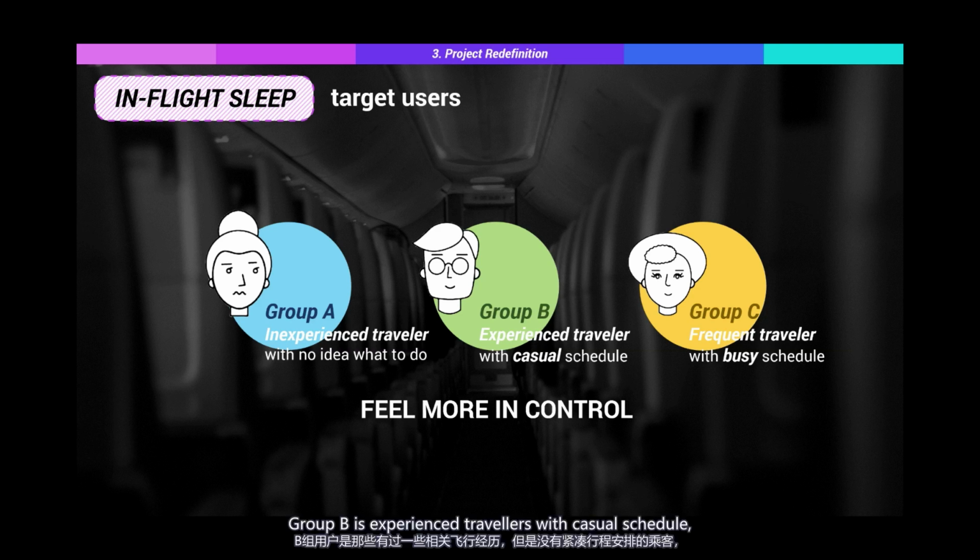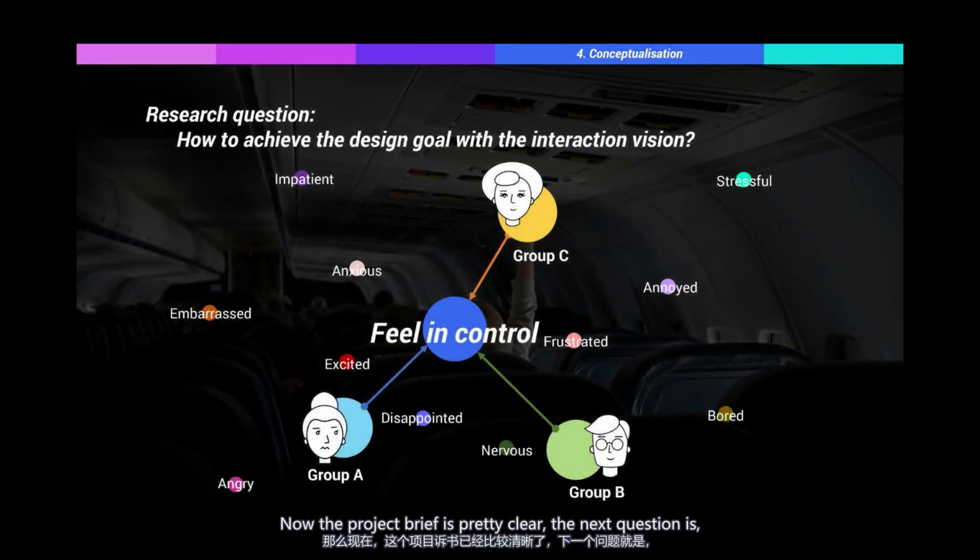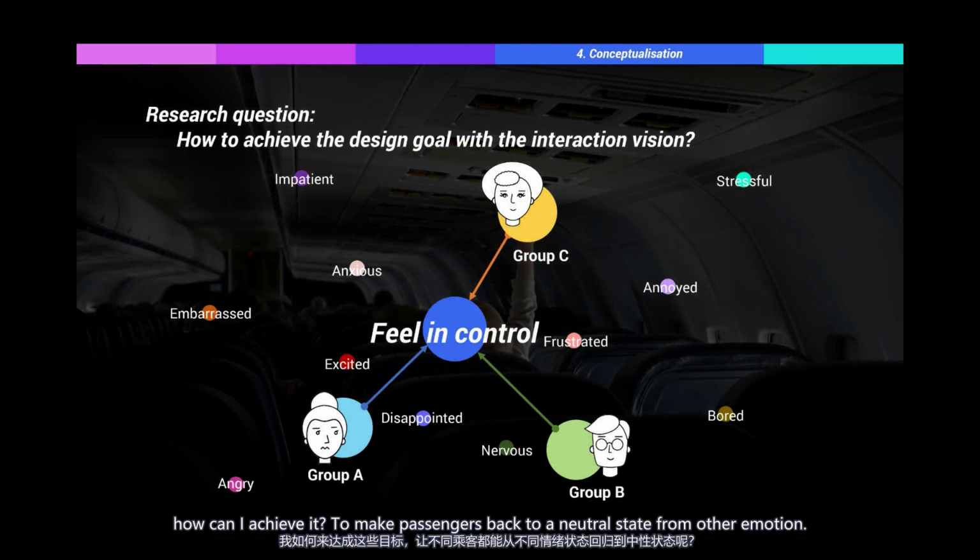Group B is experienced travelers with casual schedules who have had several flight experiences, but still face the problem of discomfort. And Group C is frequent travelers, who have a personal routine, but they're worried about being interrupted when they have a busy schedule. Now the project brief is pretty clear. The next question is, how can I achieve it, to make passengers go back to a neutral state from other emotions and feel more in control?